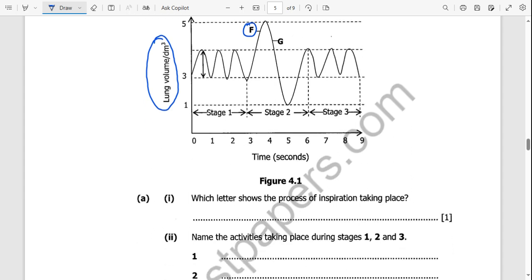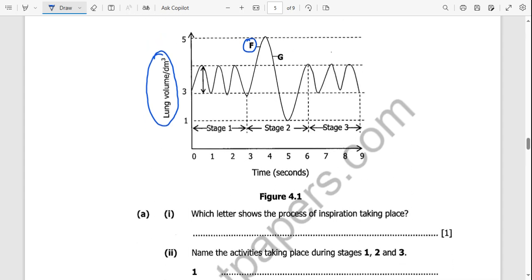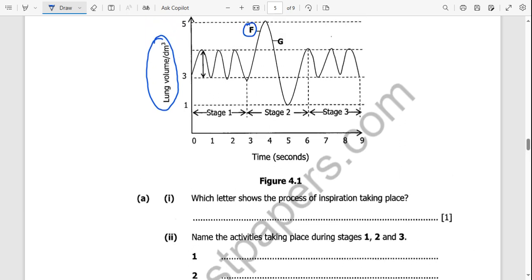Name the activity taking place during stages 1, 2, and 3. What is the activity at each one of these stages? So stage 1, this is normal quiet breathing, normal quiet breathing. And then stage 2, this is a deep breath, so you take in deep air and then you remove it deep. That is stage 2. And then stage 3, again, it is normal quiet breathing.